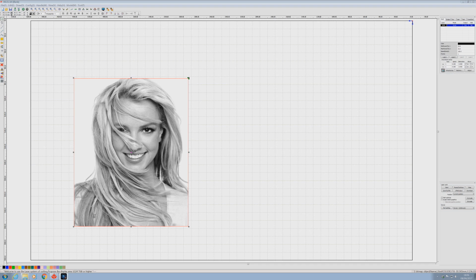Now, lots of people have asked me, how do you go about laser etching a photograph onto a piece of material? It's a very simple question, but I'm afraid there's quite a lot of technicalities behind it, which have taken me quite a bit of time to fathom out.